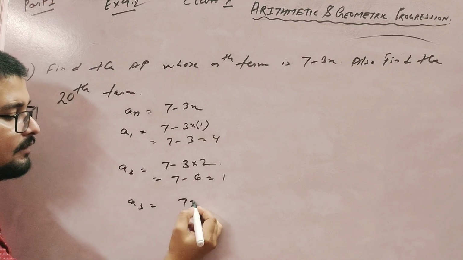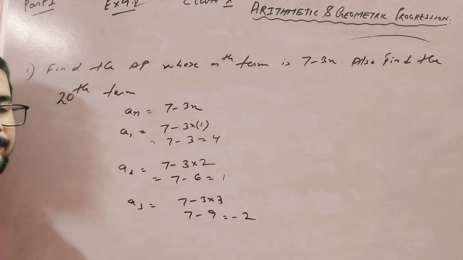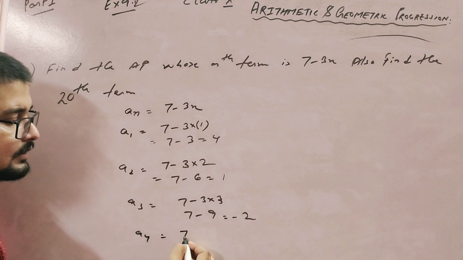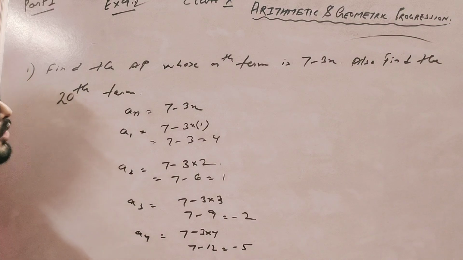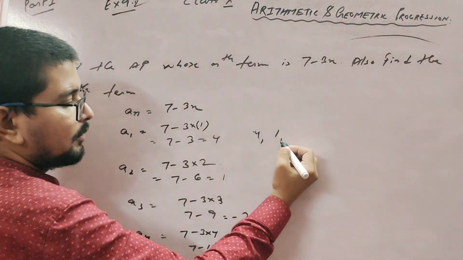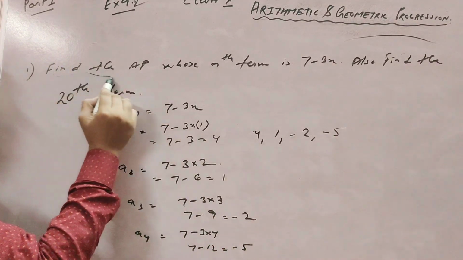Third term: 7 minus 3 into 3, that is 7 minus 9, it's minus 2. Fourth term: 7 minus 3 into 4, 7 minus 12, that is minus 5. So the AP is 4, 1, minus 2, minus 5. So the first topic is complete.